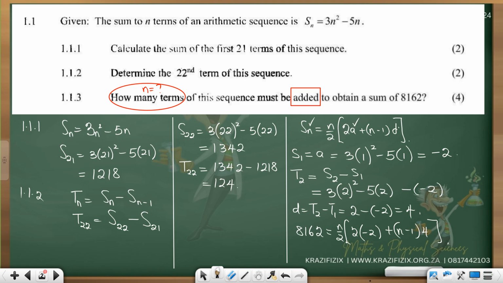3 times 2. 2 times 2 is 4, times 3 is 12, minus 10. That will give me what? Just put that in a calculator to give me my value of T2. 12 minus 10 is 2. 2 plus 2 is what? 4. What are you getting?